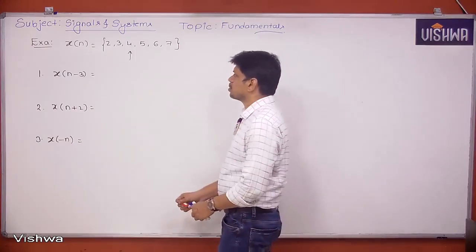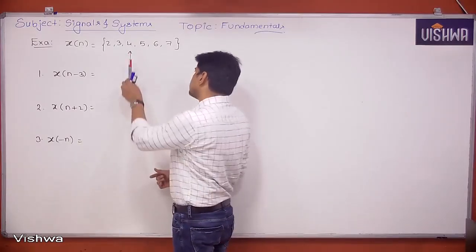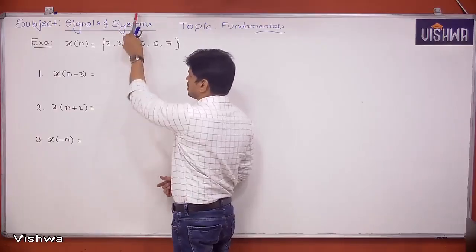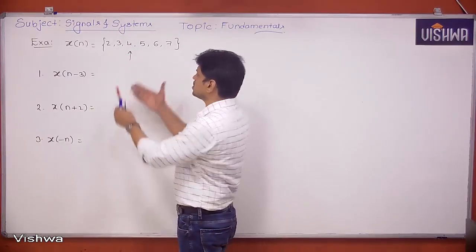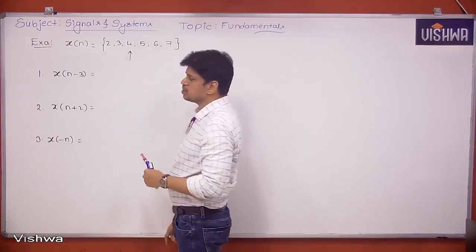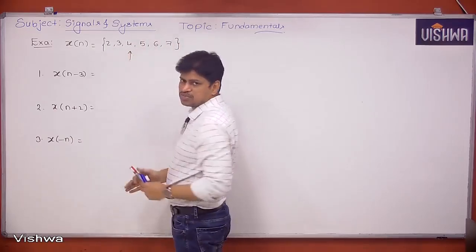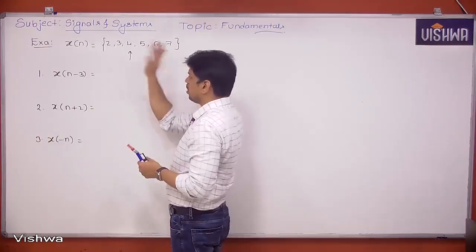Let's see. What does this arrow indicate? The arrow indicates the n is equal to 0 position. Let's call it the y-axis. We know delay means the signal or sequence has to move to the right side. Suppose it is an advance, then the sequence has to move leftwards. Understood? Or suppose it is a time reversal, we have to fold it.